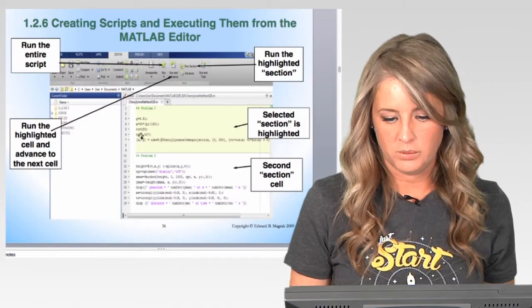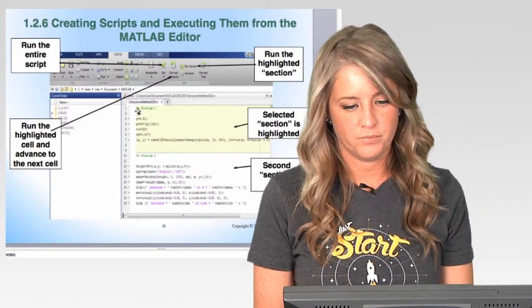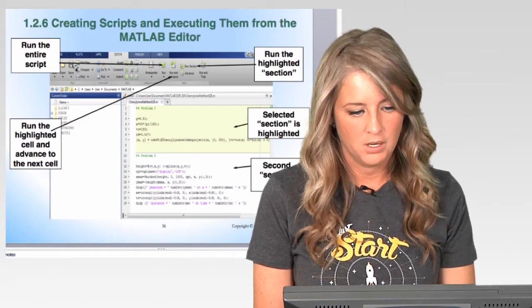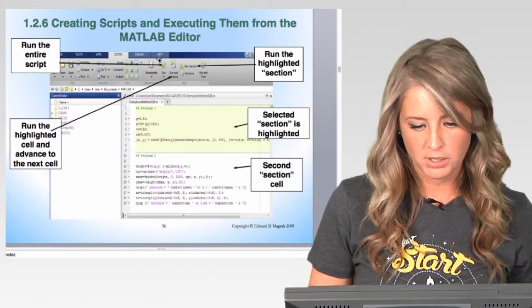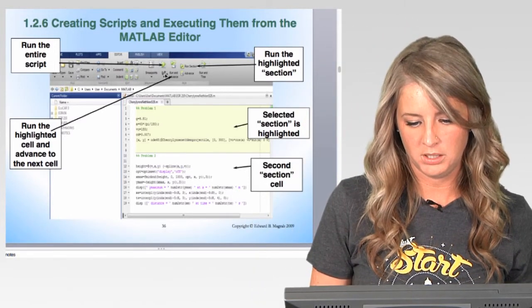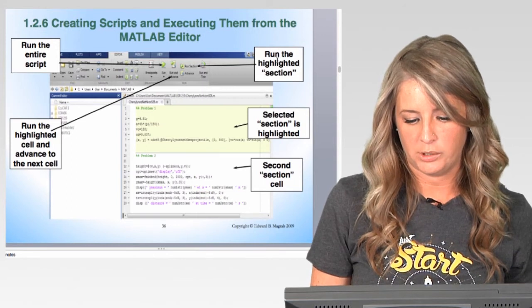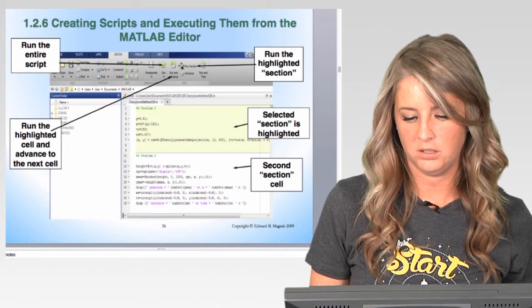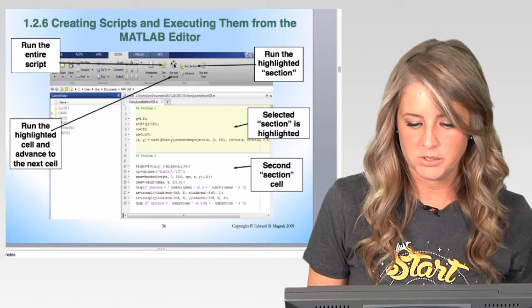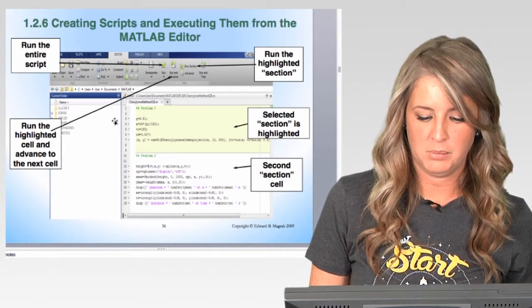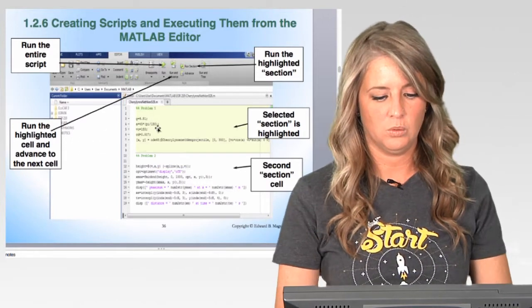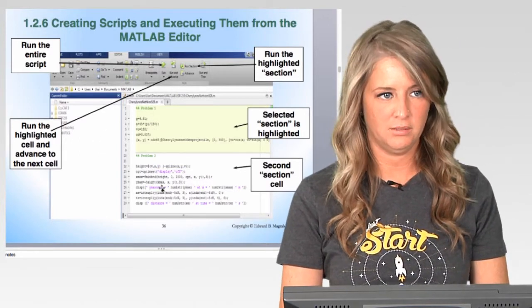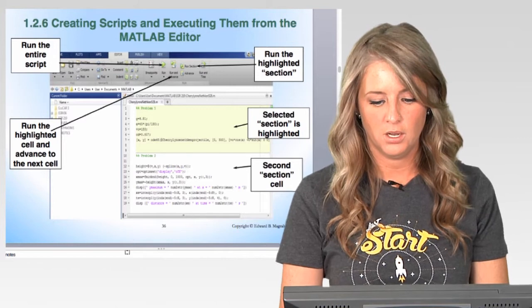Okay, so we went over this, running scripts, executing them. Again, to run the entire script, you're going to hit this run button here. To run a particular section, for example, problem 1, which you can see is highlighted here, you'll hit run section. You also have this run and advance button. So what that does is it will run this section and then automatically advance to the next section for you.